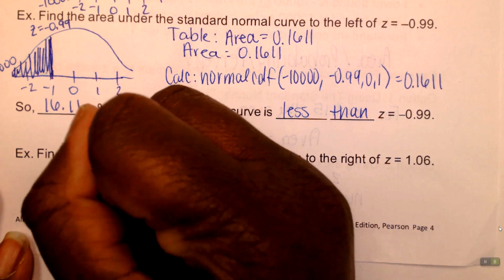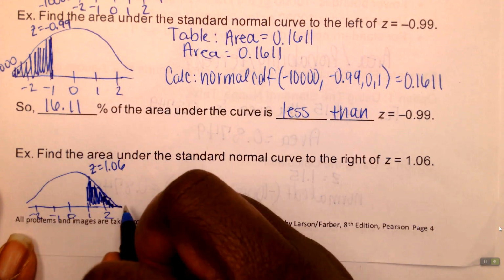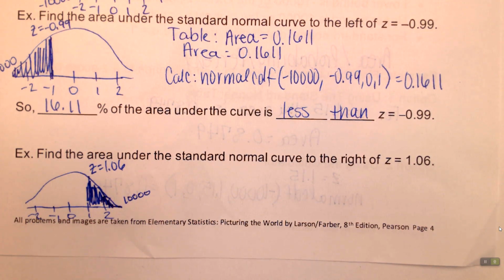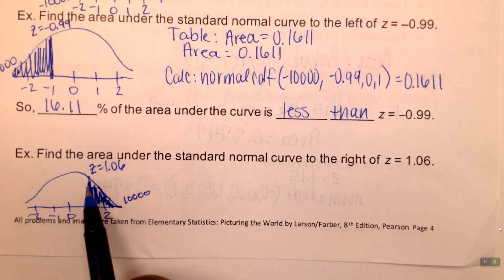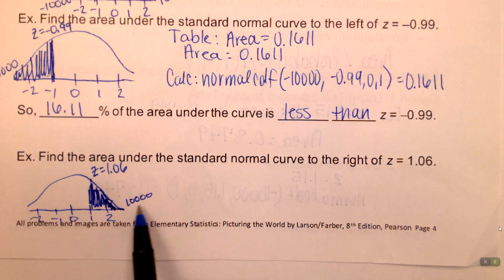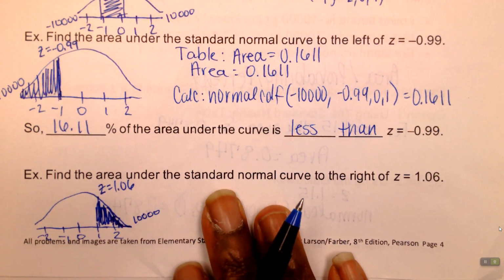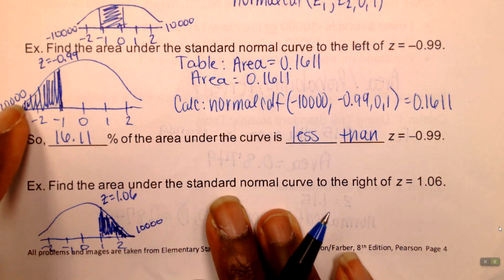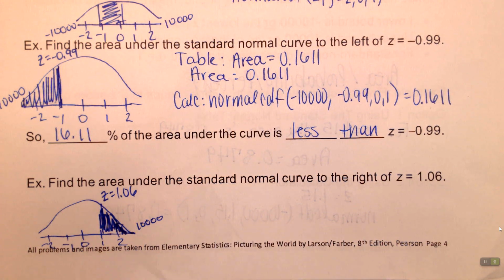The curve actually goes out beyond 2. Just keep forgetting to put that. So now we have a 10,000 that we're working with this time, because I have my starting point and I didn't have an ending point, so I made it a 10,000. Here we had an ending point, but we didn't have a starting point. That's why I put a negative 10,000 there.